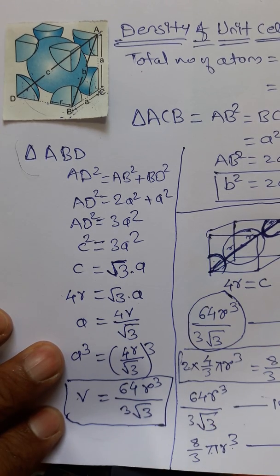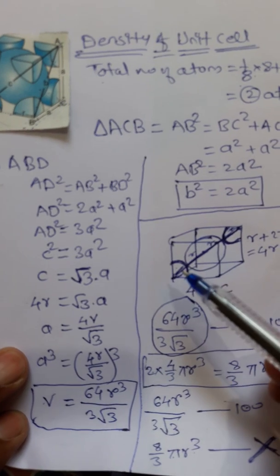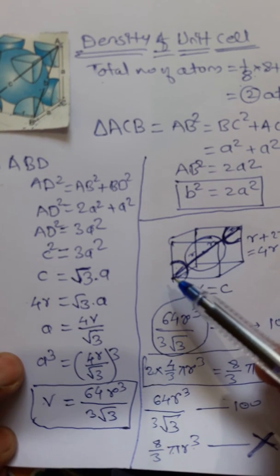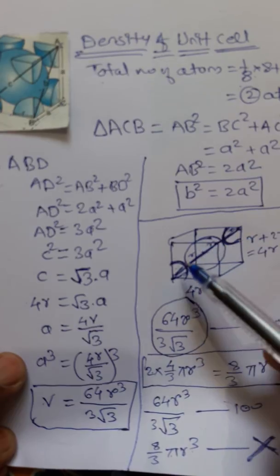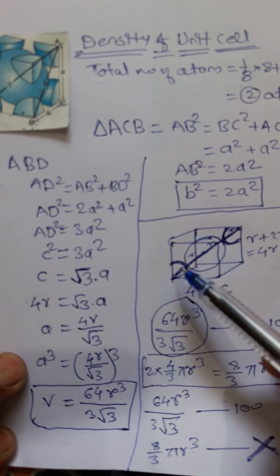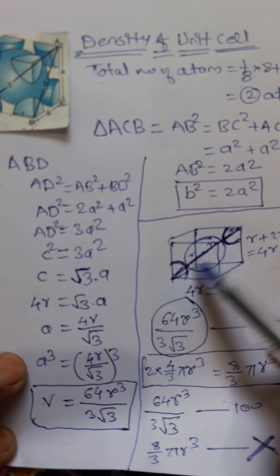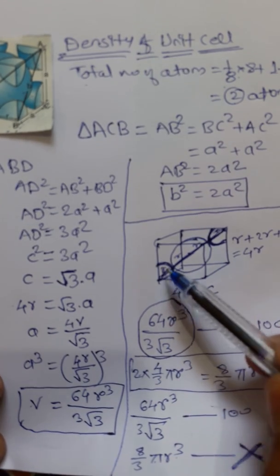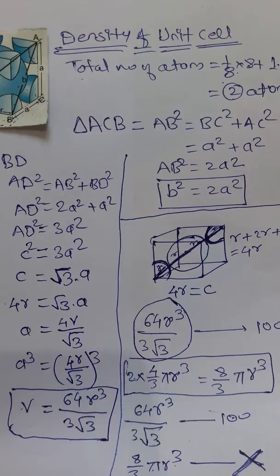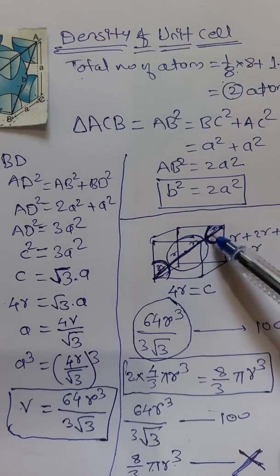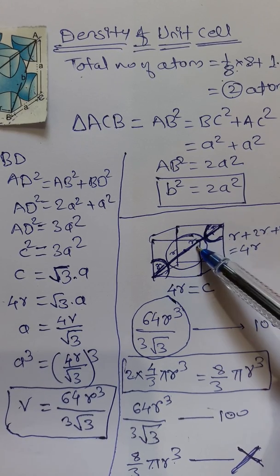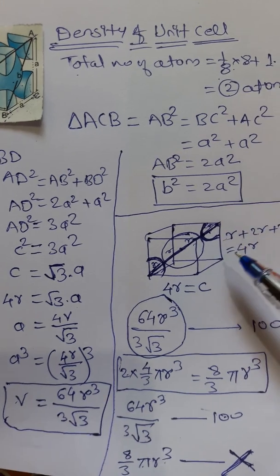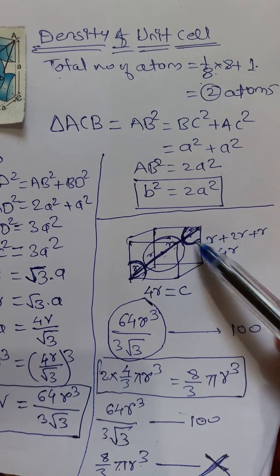And as we explained here, in this case one sphere is present at the corner, another sphere is present at another corner diagonally, and one whole sphere is present inside this unit cell, which is directly in contact with these corners. The radius of this corner sphere is R, the radius of the other corner sphere is again R, and the diameter of the middle sphere becomes twice R. So it becomes R plus twice R plus R, that is 4R. So we get the value of C.